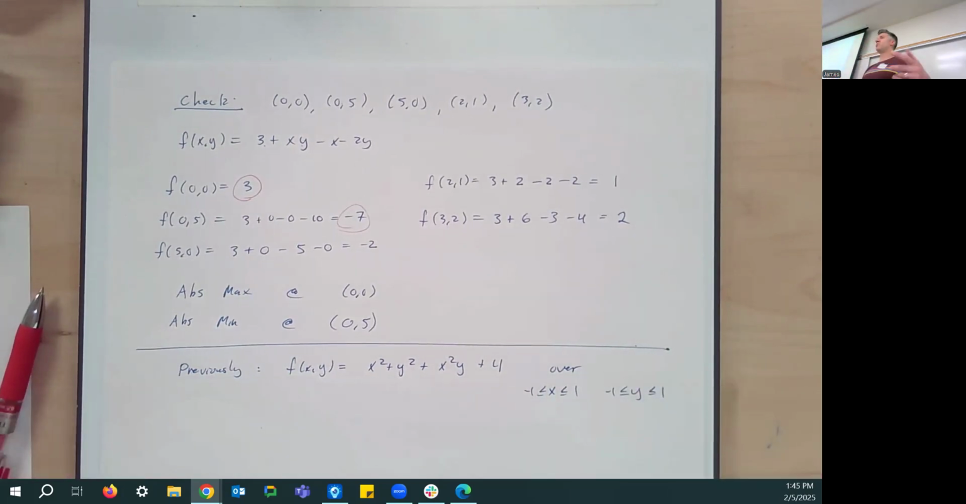And you can look back in your notes or on my notes, we found a bunch of critical points. I think there was like 7 or 9 of them. And then we plugged them all into the function and we said which one was the biggest, which was the smallest. I think I actually made an error on that and said one of them was the minimum when it wasn't. But I just want to point out, here's what this looks like.